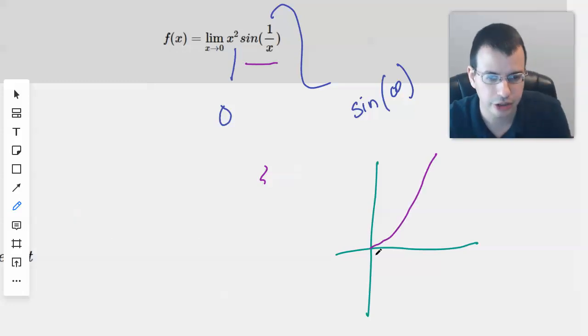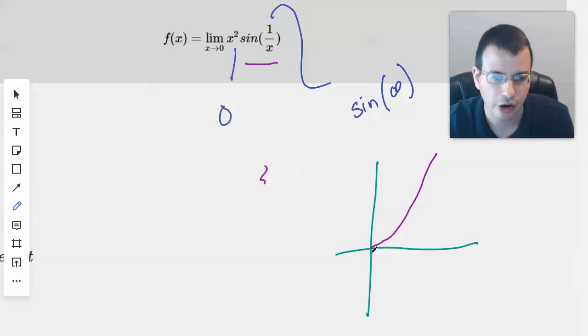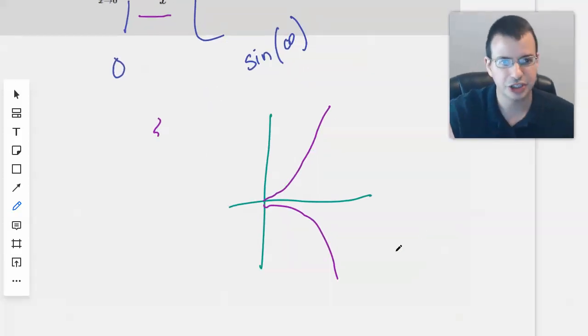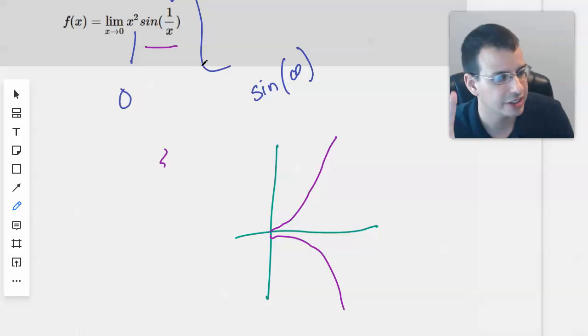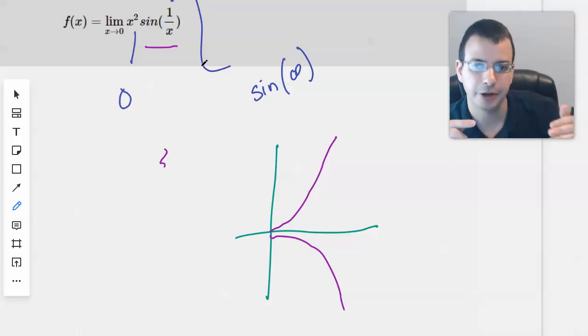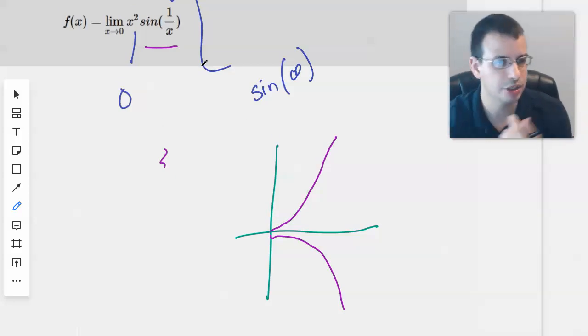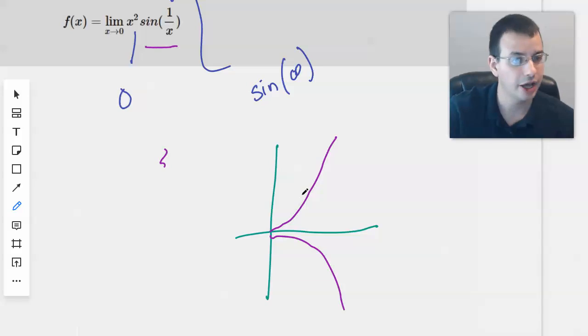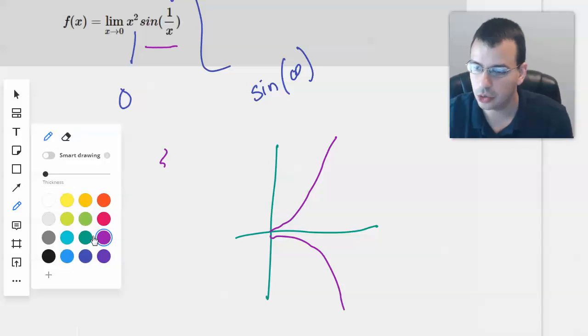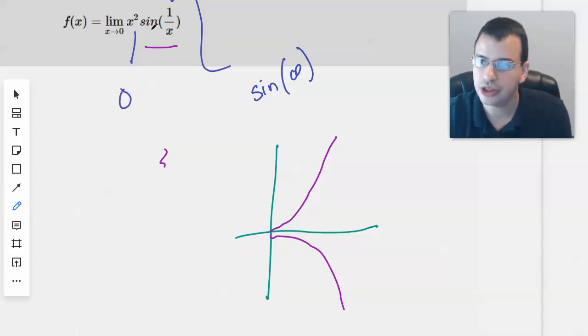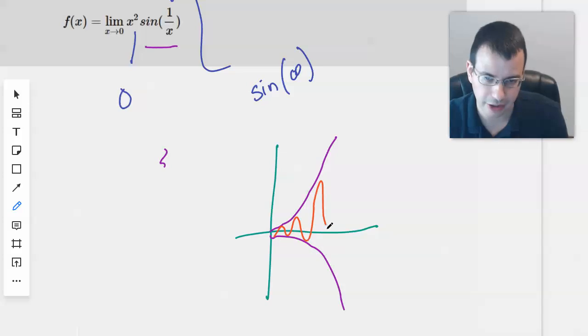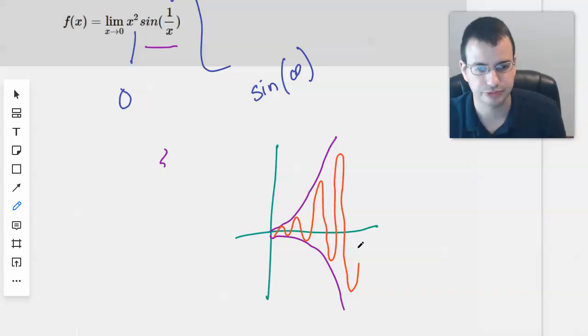X squared. This is just for x greater than 0. And negative x squared. The reason I do negative x squared is because if sine of 1 over x is negative, then it's basically going to be -1 times x squared. And so this sine of 1 over x is going to be bounded by x squared and negative x squared. So if we draw our sine, it'll look probably something like this.